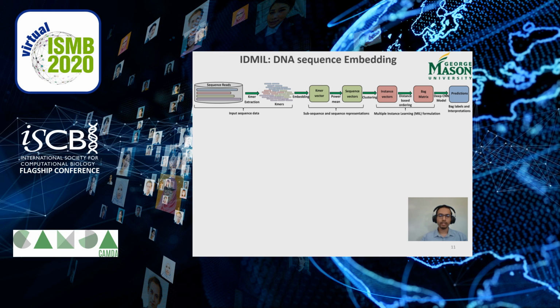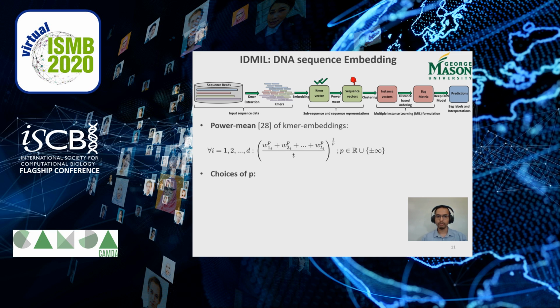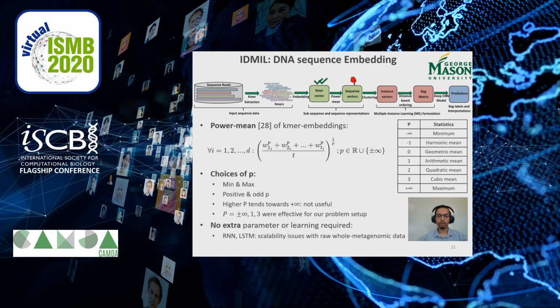Now that we have the KMR vectors, we use those to create the sequence vectors. To do that, we simply take the KMR vectors in each sequence and use this power mean formula to create the sequence vector. The interesting fact about power mean is that by changing the values of p in this equation, you can get interesting statistics, for example the minimum, maximum, geometric mean, arithmetic mean, and so on. We chose the minimum, maximum, positive odd values, and smaller values. So altogether, there are 4 values of p used in this study.